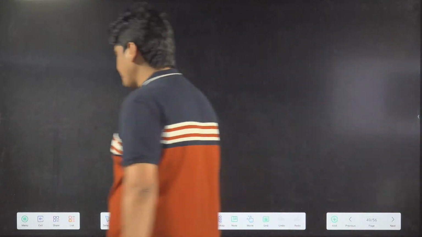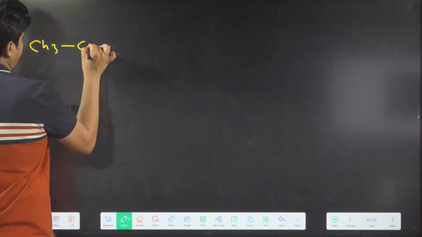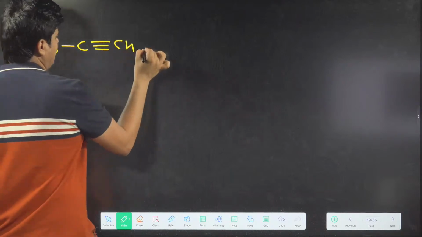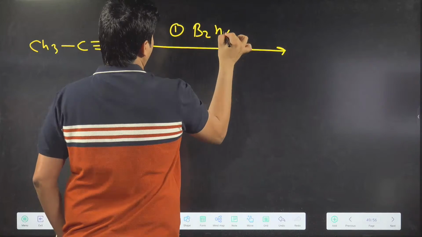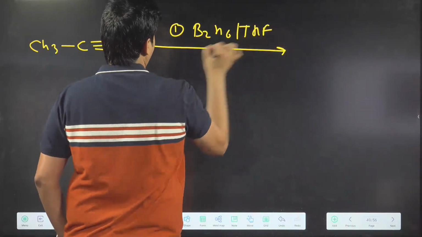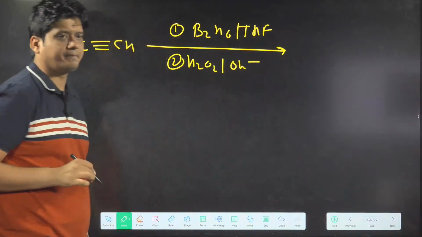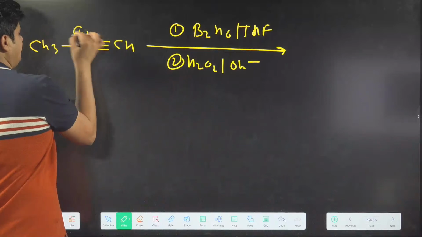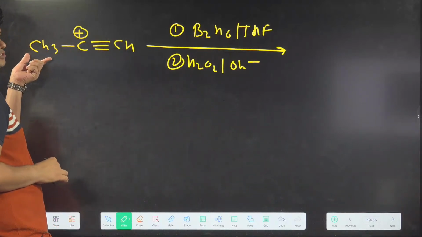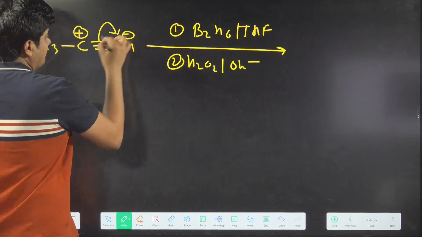Next reaction. Same substrate I am taking, CH3 C triple bond CH. It is treated with B2H6 in THF, followed by addition of H2O2 and OH minus. Now logic: plus is more stable on this carbon. Why? Stabilized by hyperconjugation of this alpha H, more alpha H. Obviously we have to break like this.